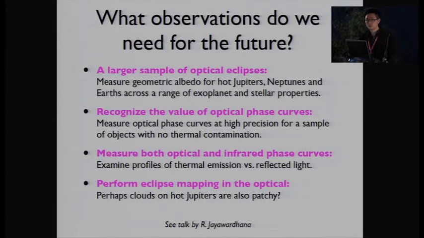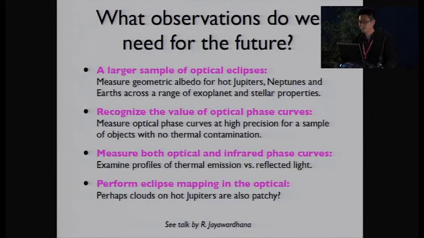So to start to end, I'm not ending yet, what observations do we need for the future? I would say it would be interesting to get a larger sample of optical eclipses. So specifically measure decontaminated geometric albedos for not just hot Jupiters, but Neptunes and Earths across a range of different exoplanet properties and stellar properties. That will be really interesting to look at to see if there are any trends.